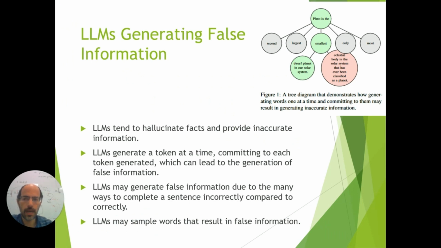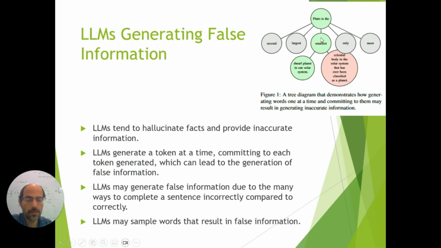One of the biggest problems we have with language models is that they generate false information. This can happen for several reasons. One of the reasons is that language models generate a token at a time, and each time they generate a token, they actually commit to the token generated. So if, for example, the sentence starts with "Pluto is the", the language model may pick the word "smallest", which may make sense in comparison to other words it could choose. But once it picks the word "smallest", continuing the sentence in a correct way is quite complicated.